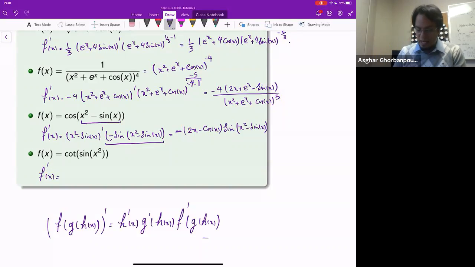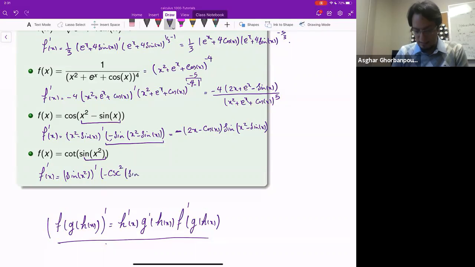Here, to see how this works, I will do this one by one. So this is cotangent of something. So the derivative would be the derivative of that something times the derivative of cotangent. This is minus cosecant squared evaluated at sine of x squared. Now, sine of x squared itself needs a chain rule.